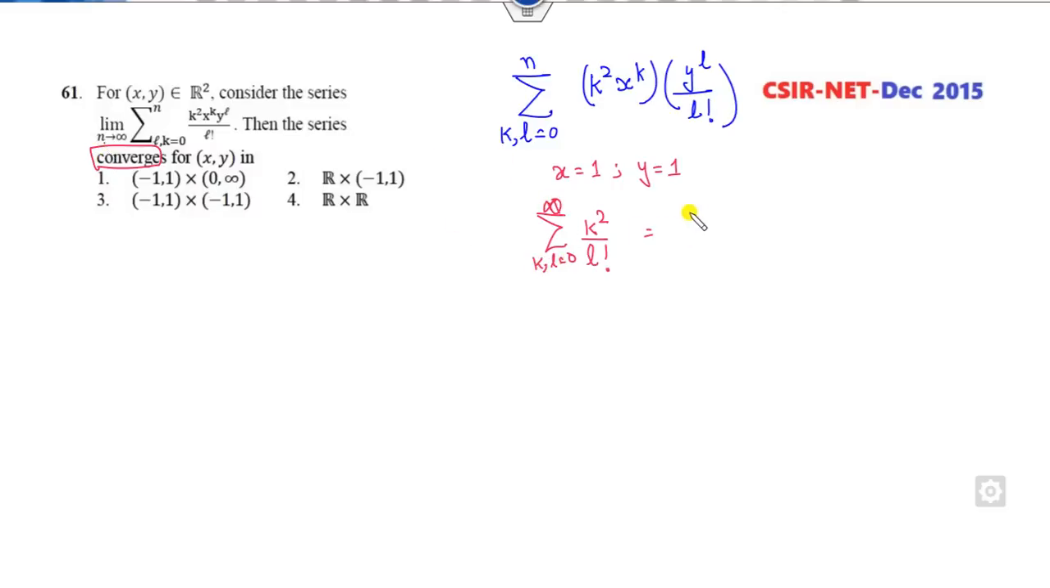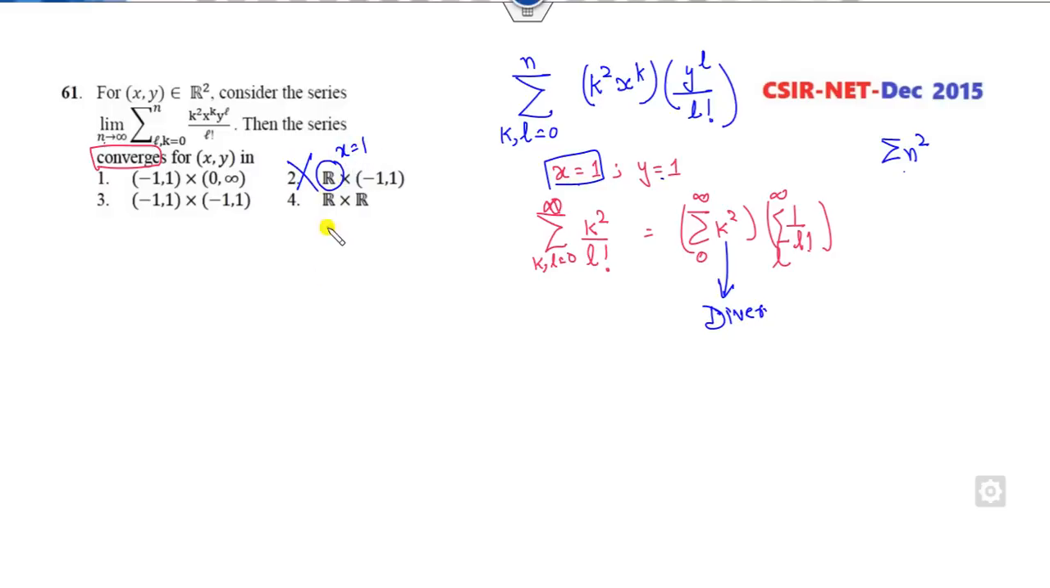So I can write this term as k square separate and 1 by l factorial separate. This is the limit from l to infinity. So clearly this is divergent, because this is nothing but the summation of n square. So it is divergent. So wherever x is equal to 1, y is equal to 1 is divergent. This belongs to x is equal to 1, so this option is cancelled. This also belongs to x and y, so both options are cancelled out.